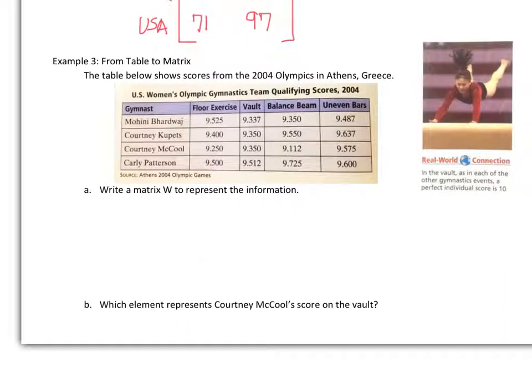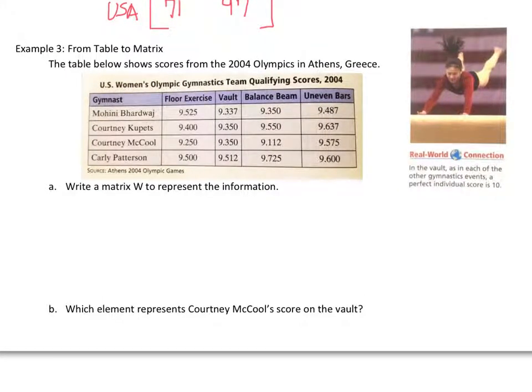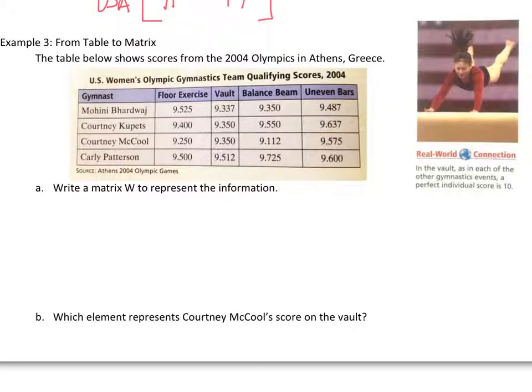Now this last one, they give it to us in a chart, and we've got to put it into a matrix. So we're talking about the U.S. Women's Olympic Gymnastics team qualifying scores in 2004. All right, let's just look at what we have here.